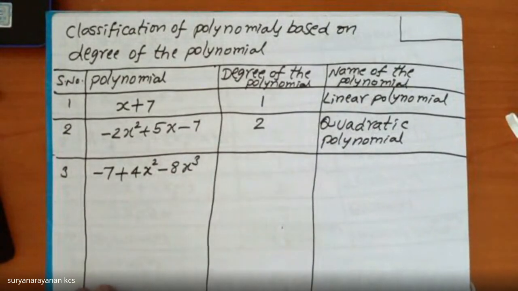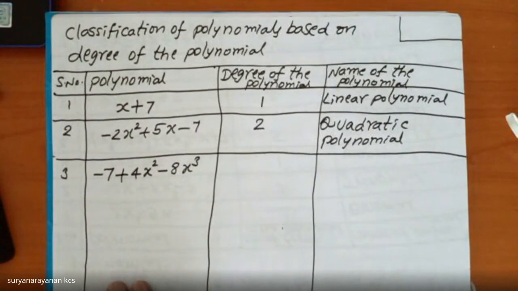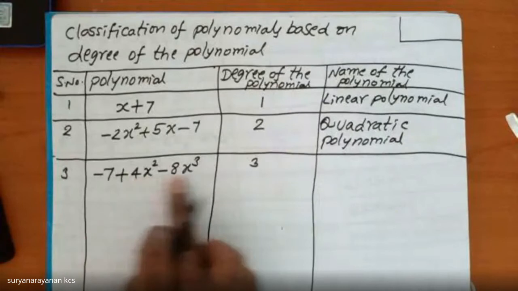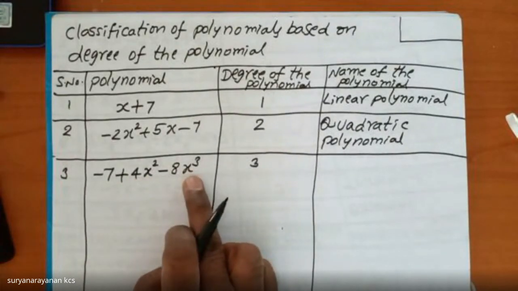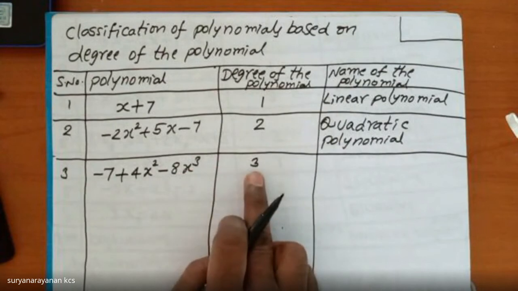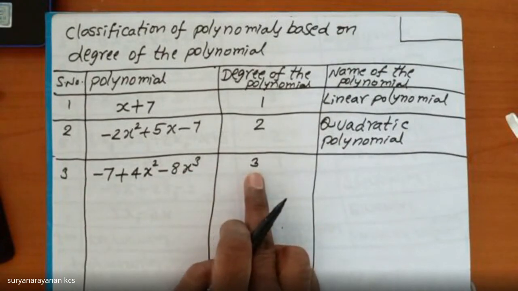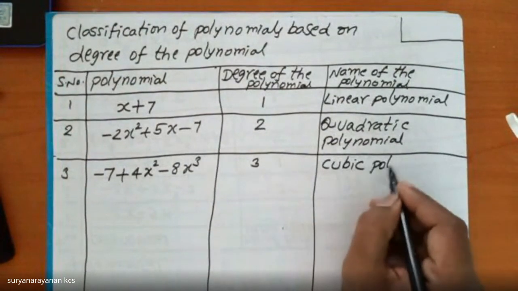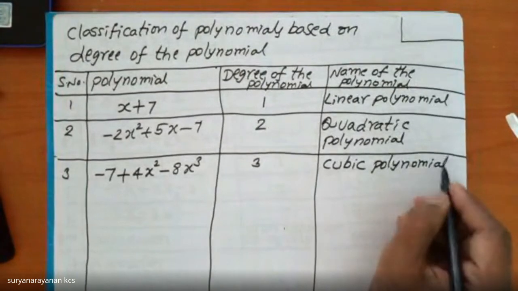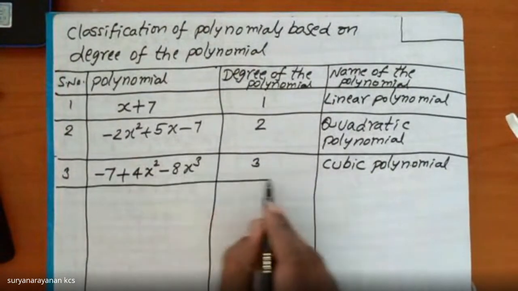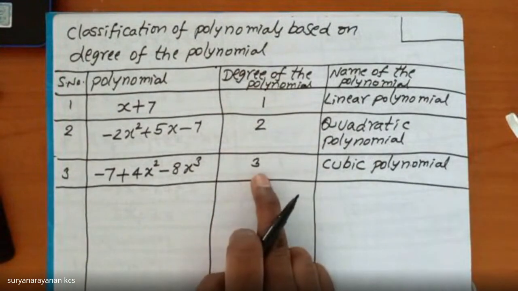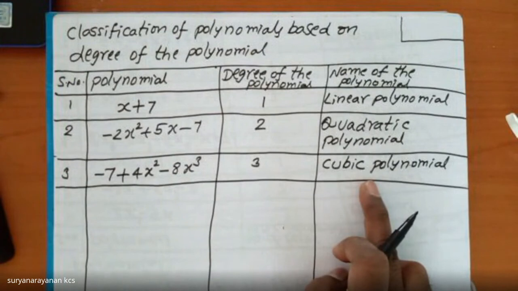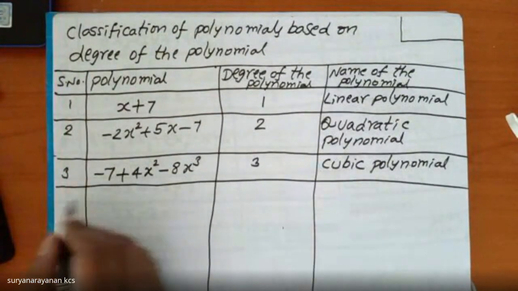What is the degree of this polynomial? So 3, cube. The highest power of x, the highest exponent of x, is 3. So here the degree of the polynomial is 3. So this polynomial is called cubic polynomial. What is this polynomial called? Cubic polynomial. If the degree of the polynomial is 3, then the polynomial is called cubic polynomial. Okay.